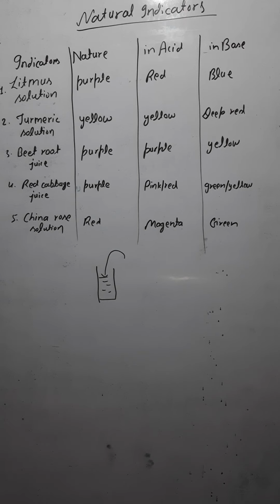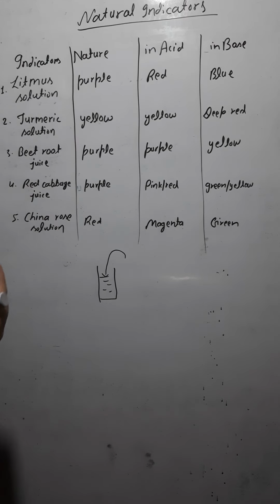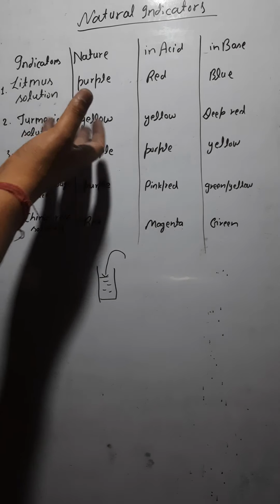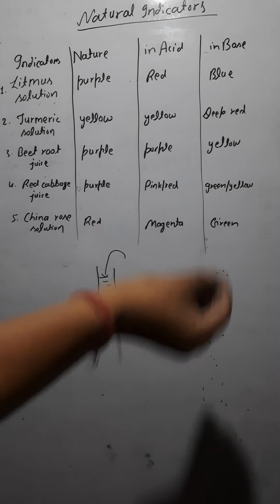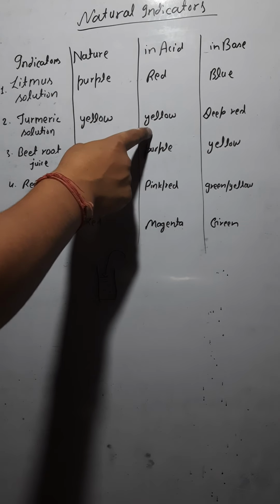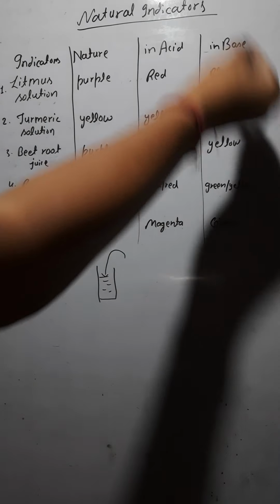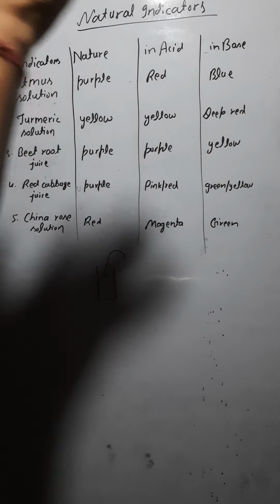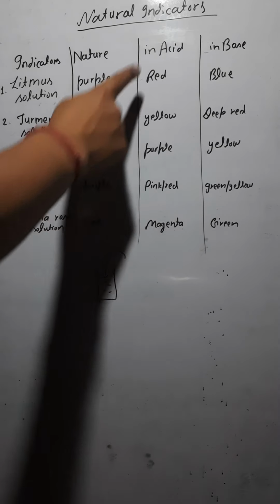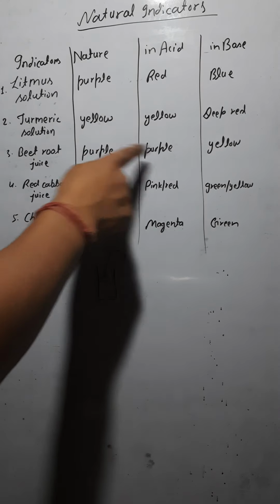Then we have the next commonly used indicator, the turmeric solution. Originally it has yellow color. If you put some acid there, the color would not change, it would remain yellow. If you put some base there, the yellow color would change into deep red. That we use at home, remember this. Next is beetroot juice. Originally it has purple color. In acid it would remain the same, but in base it would give yellow color.